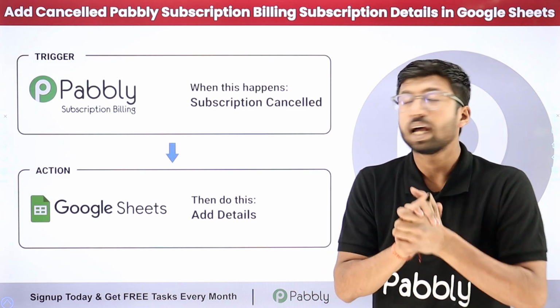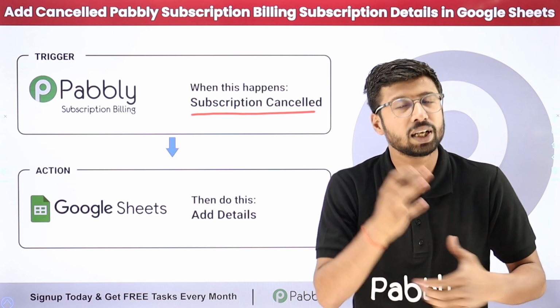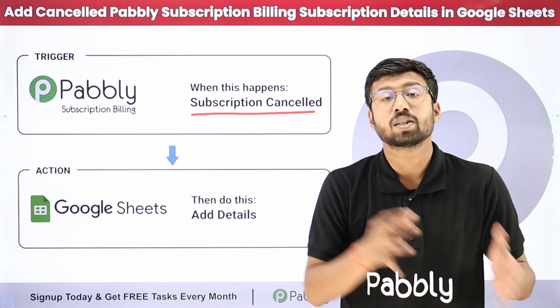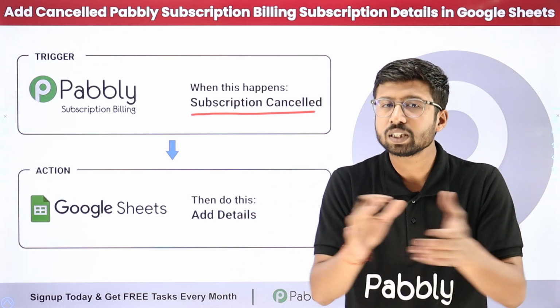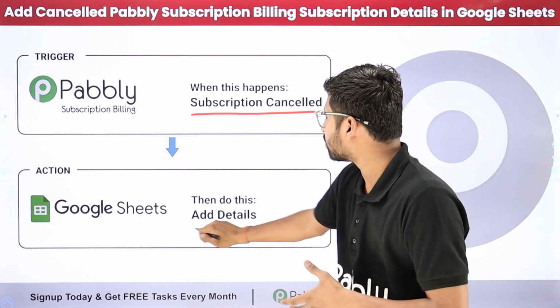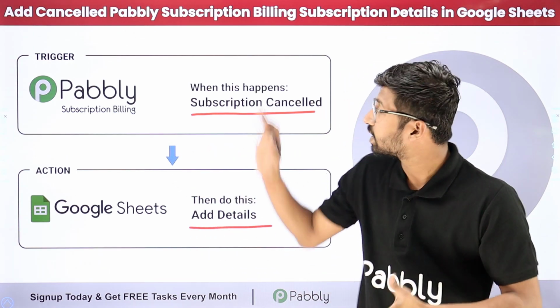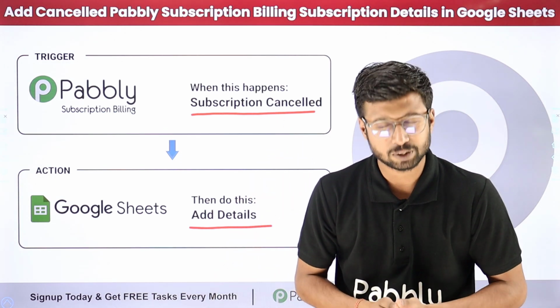So let me tell you, you can completely automate this process. And in this automation, as a subscription is marked as cancelled in Pabbly Subscription Billing, all the details of the subscription like the customer details, plan details, subscription cancellation reasons, last billing date, next billing date, all of these details will be automatically added as a new row in our Google spreadsheet. Now, if you want to learn how you can set up this complete automation all by yourself, for that you just have to come with me to my screen.